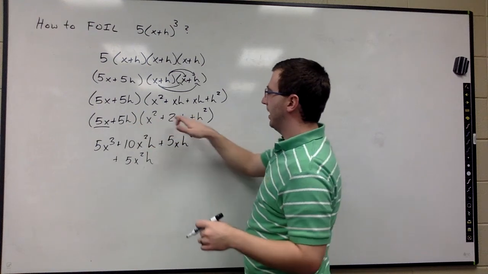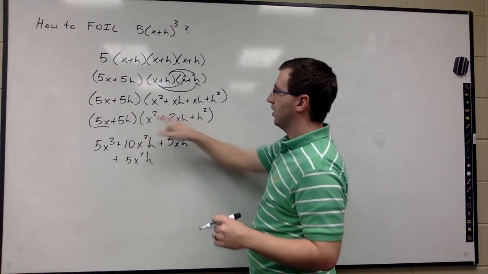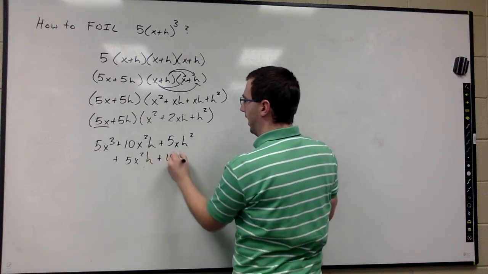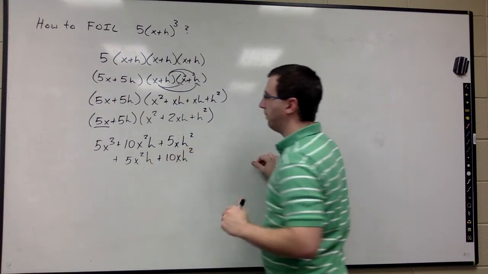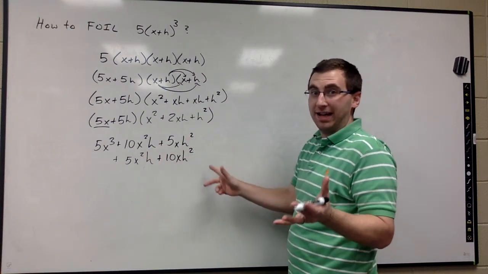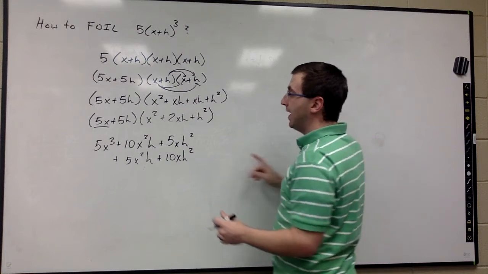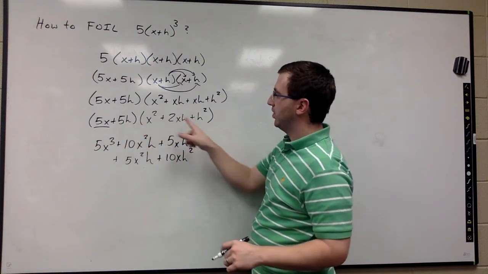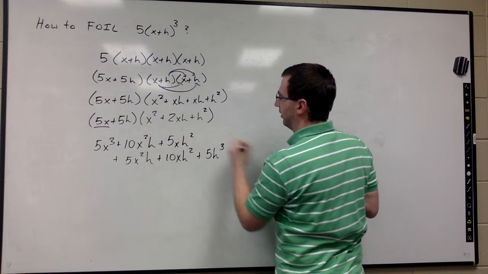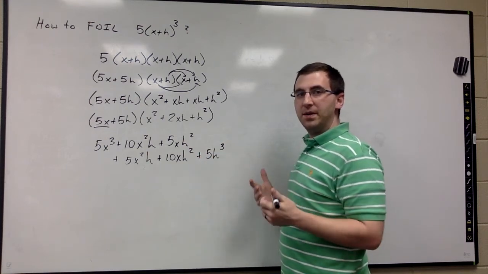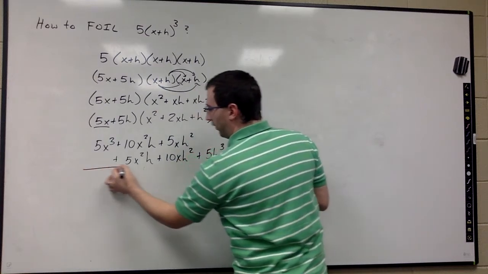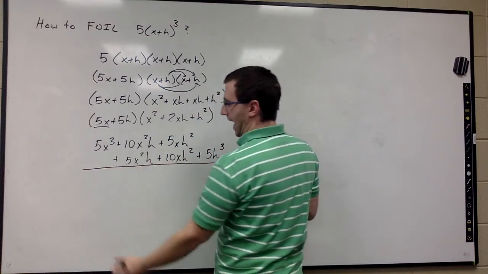Now, 5h times 2xh becomes 10xh squared. You see how the terms are very similar. They're like terms, and they're already organized. And then last but not least, 5h times h squared becomes 5h to the third. So now we don't have to hunt and peck for like terms. We already have them organized. So now all we have to do is add and subtract.